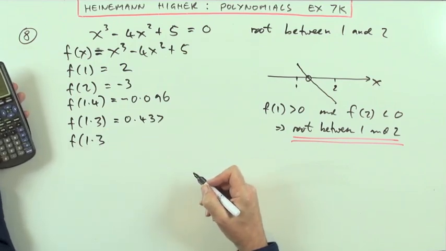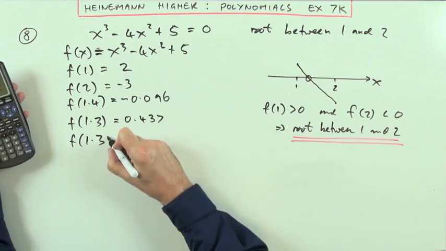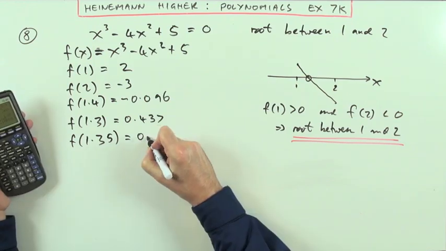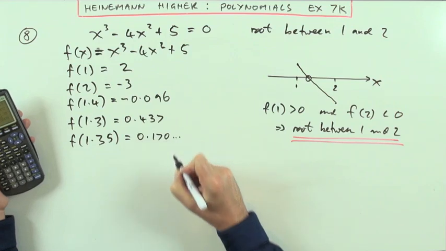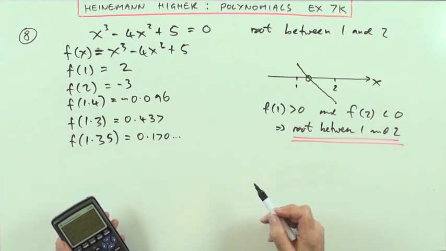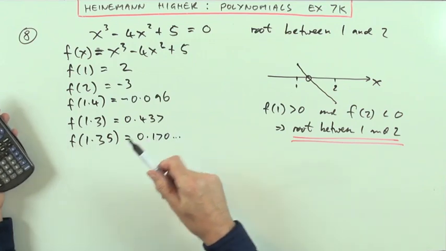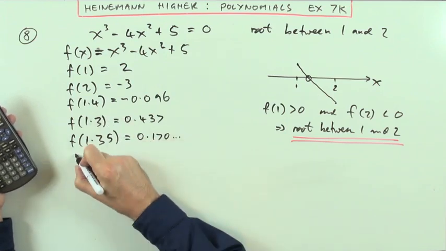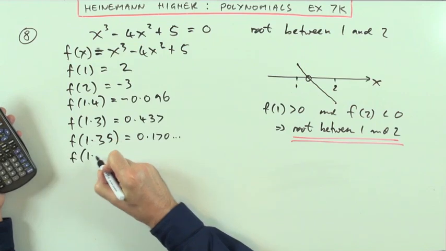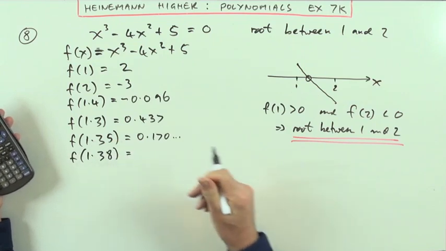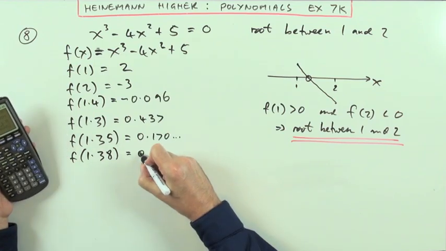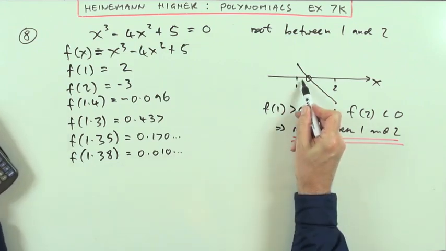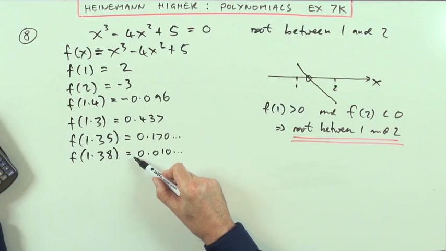Well, the natural thing to try after that would be 1.35, for instance. What happens at 1.35? You've got 0.170 and so on. All that matters really, it's still positive. So it's between 1.35 and 1.34. And you've got 0.010, etc. It's getting closer to 0. So it's between 1.38, and there's the next negative there, and 1.4. So we'll try 1.39.